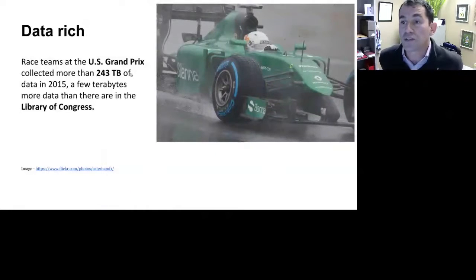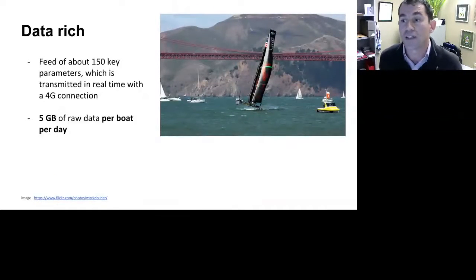As you know, we live in a very data-rich world. Just last year, the racing in the US Grand Prix collected more data than has ever been collected in the Library of Congress, and they have been collecting data for the last 250 years. So there's tons of data floating around, and if you like sailing, you will know that a boat collects around 5 gigs of data per day, all collected in real time and analyzed to improve performance. So data is all around us. There's lots of it.